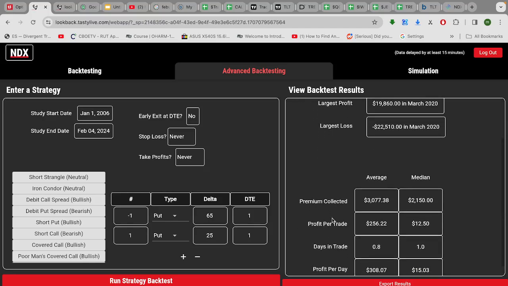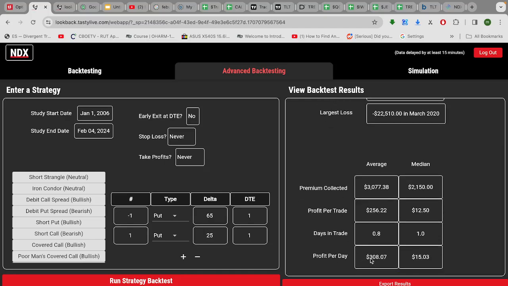Because you're buying the option, you don't have as much theta decay in your favor. You still have some theta decay, but not a ton of it. But you can still have a higher profit per day. So think of the profit per day as kind of like the NAV of your investment.